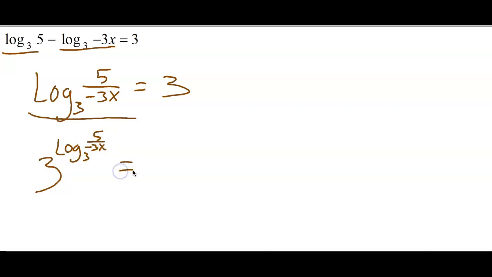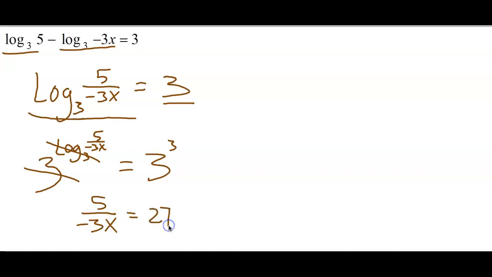And whatever you do to one side, you do to the other. So I'm going to use a base of 3. And this side becomes my exponent as well. And over here, these cancel, leaving me with 5 over negative 3x. And over here, 3 to the third power is 27.